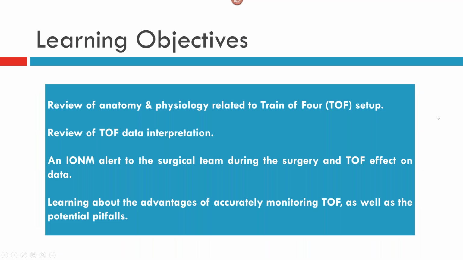So the learning objectives for today's presentation are to review the anatomy and physiology related to train-of-four setup, and also review the train-of-four data interpretation. Also, when do we alert the surgical team, and what is the effect of the train-of-four data on that. And the last one is learning about the advantages of accurately monitoring train-of-four as well as potential pitfalls of errors.